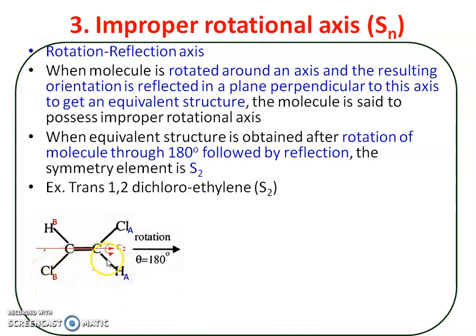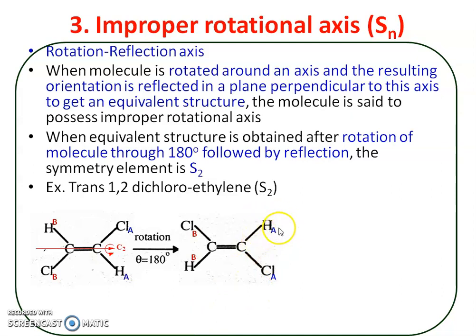Now the resulting structure will not be identical or equivalent, because there is a change in position of chlorine as well as hydrogen. If chlorine A takes the position of chlorine B, or hydrogen A takes the position of hydrogen B, and vice versa, then the structure will be equivalent. But after 180 degree rotation along this axis, which is passing through the two carbons, chlorine A takes the position of hydrogen A and hydrogen A takes the position of chlorine A. Similarly, there is an exchange between the two atoms, hydrogen and chlorine. So the resulting structure is not equivalent.